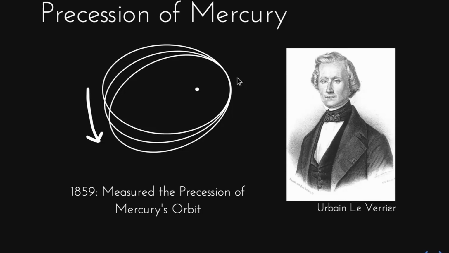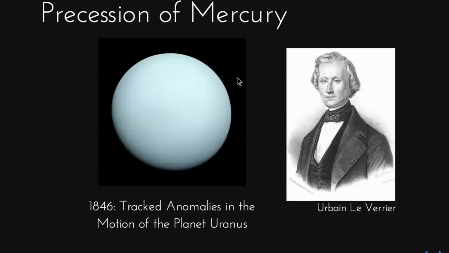But he only had a few years of observations of this thing. But he was so confident in his calculation that he said there has to be another planet that we can't see. Why did he think that?